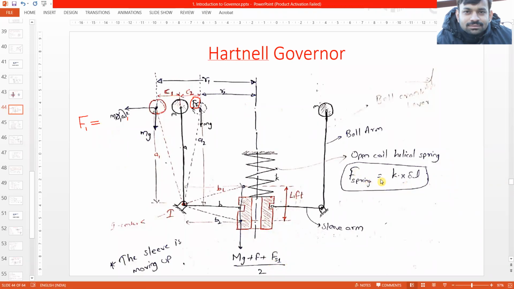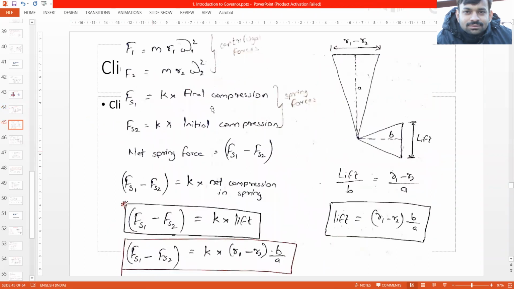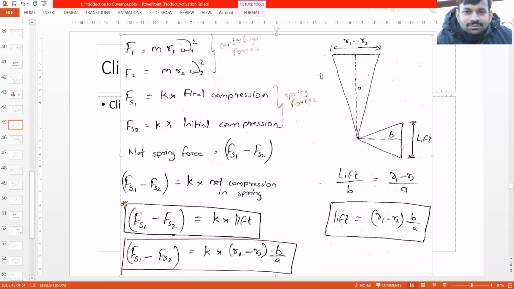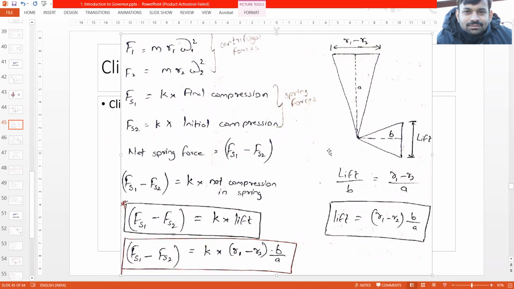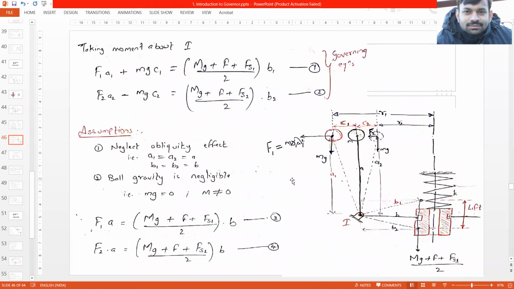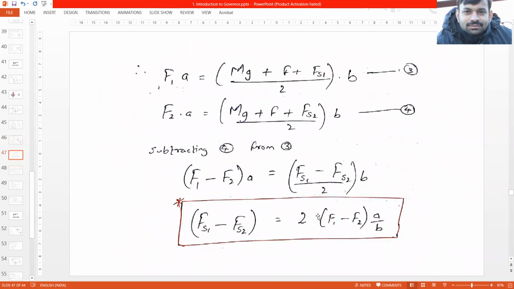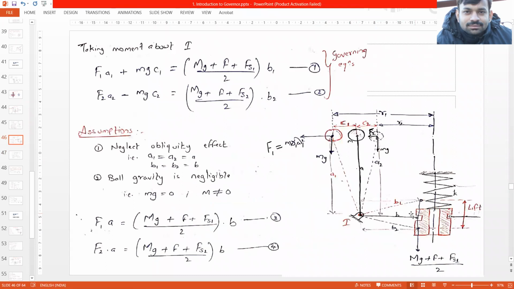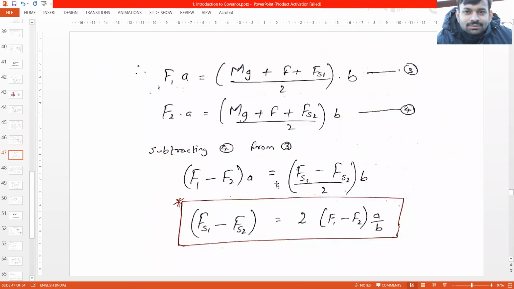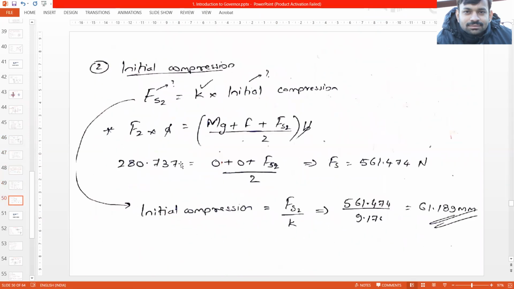All right, and this spring force can be calculated by this basic formula, that is deflection of the spring multiplied by the spring stiffness. Okay, all right. Then we saw what are the various forces which were acting, right? And the lift of the governor was proportional to the change in radius. Okay, and we saw different forces and how the expression for difference in the spring force was calculated with the help of the geometry. So Fs1 minus Fs2 was coming out to be 2 times (F1 minus F2) into A by B. A and B were these distances, all right, the arm length. Okay, then we also saw a numerical based on it.